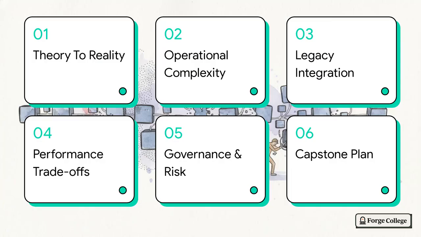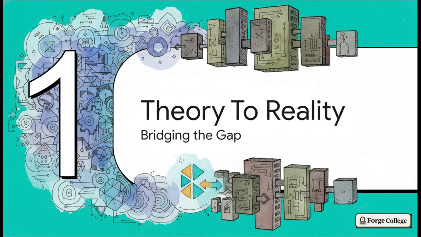Okay, let's dive into this. Here's our architectural blueprint for your upcoming capstone. We'll start by going from theory to reality, then tackle the operational complexity challenge. Look at tackling legacy system integration, weigh performance and scalability trade-offs, discuss governance, risk, and resilience, and finally, build out your capstone integration plan. Step 1. From theory to reality. Bridging the gap.